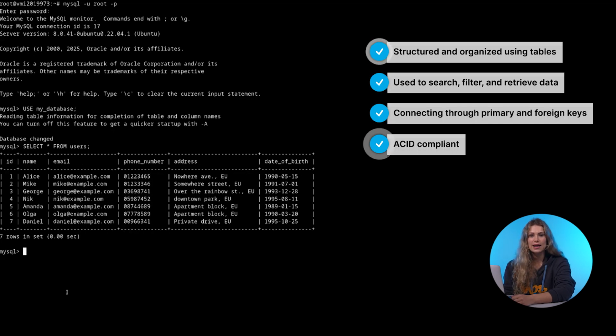Relationships between data exist with tables connecting through primary and foreign keys, and they are ACID compliant, ensuring data consistency and reliability. Popular SQL databases are, for example, MySQL, Postgres, Oracle Database, or Microsoft SQL Server. SQL databases are best for structured data like banking transactions, e-commerce orders, and customer management.